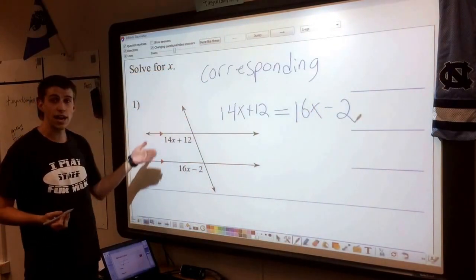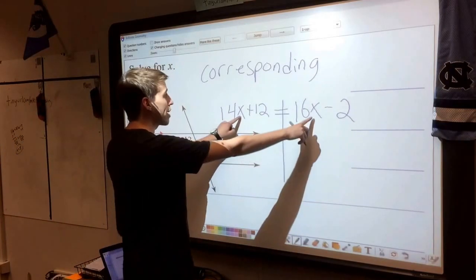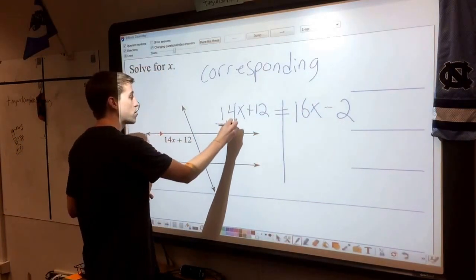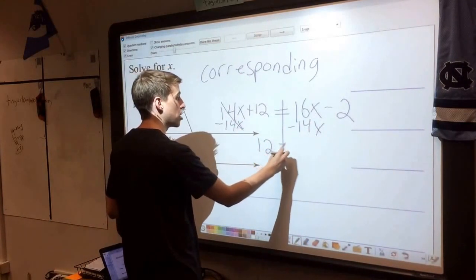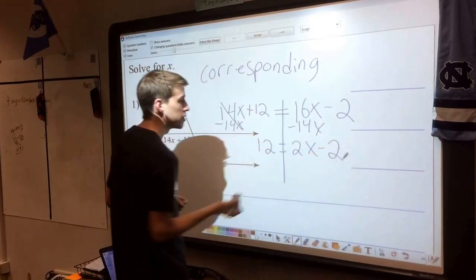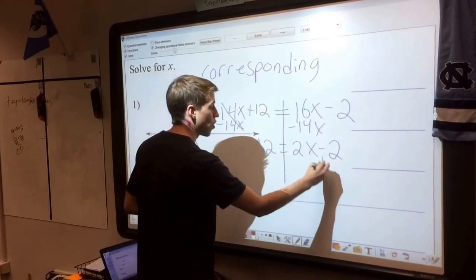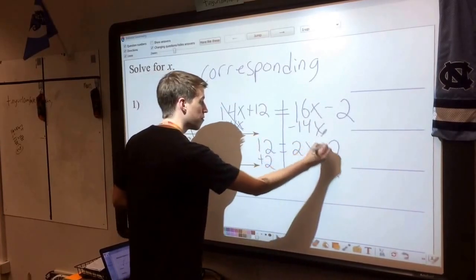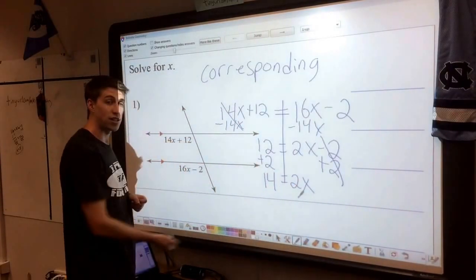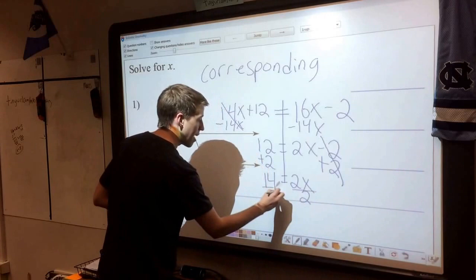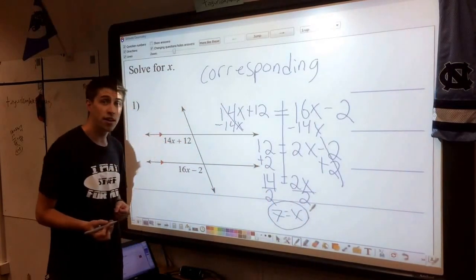One angle on each side, since they're equal, they're congruent, and now we can solve. First, I want to get my x's on both sides, so I'll subtract the 14x from each side. And I'll be left with 12 is equal to 2x minus 2. Now I need to get my x isolated totally alone. I'll take care of the faraway friend first. 14 will equal 2x. And finally, 2x is multiplication. So we'll end by dividing, and we will get that x is equal to 7.